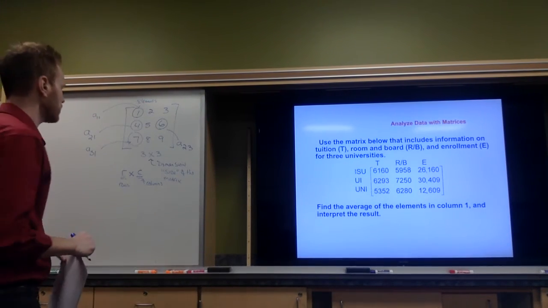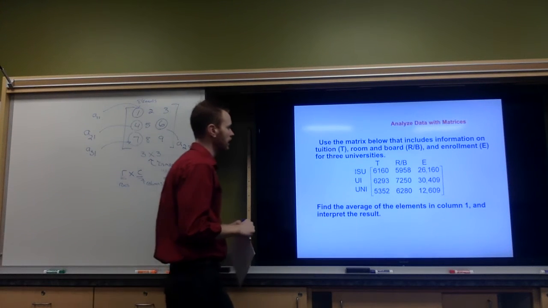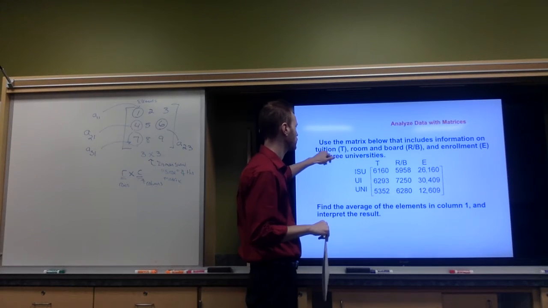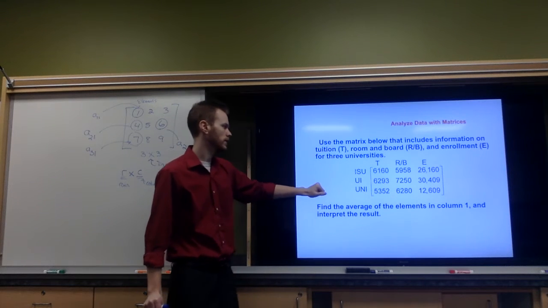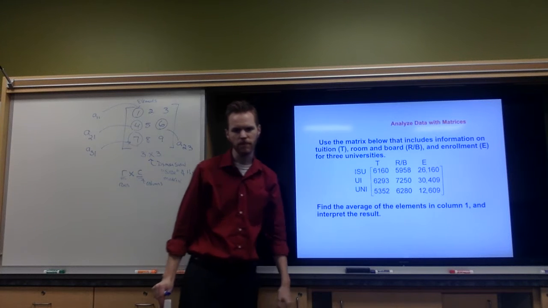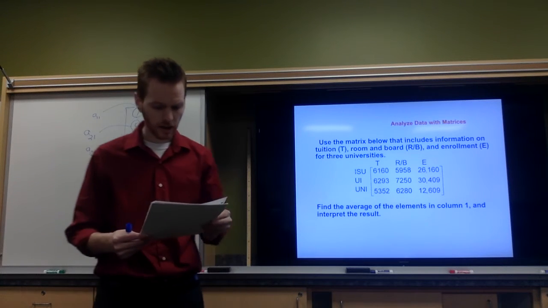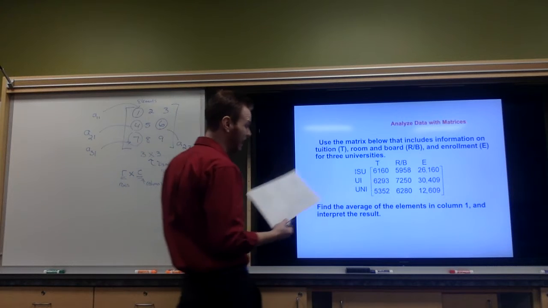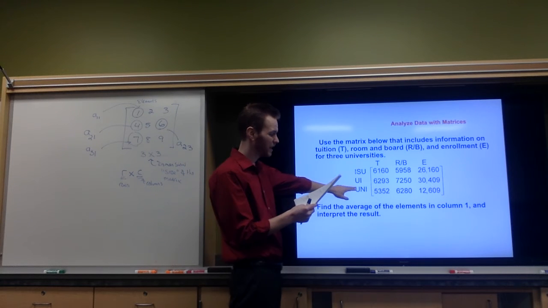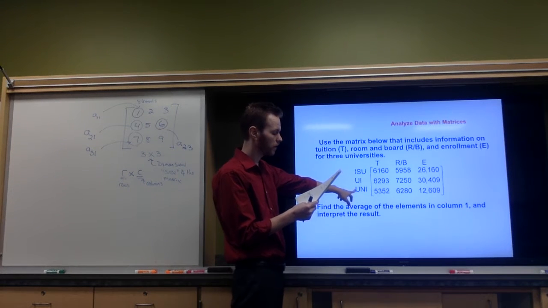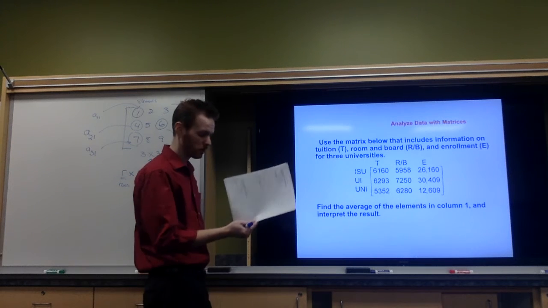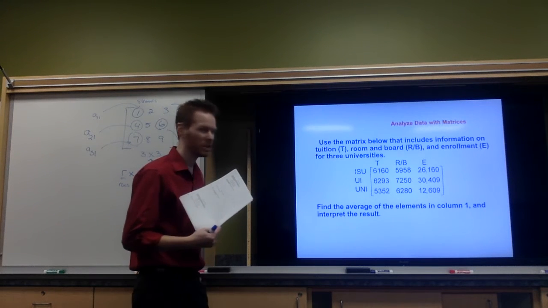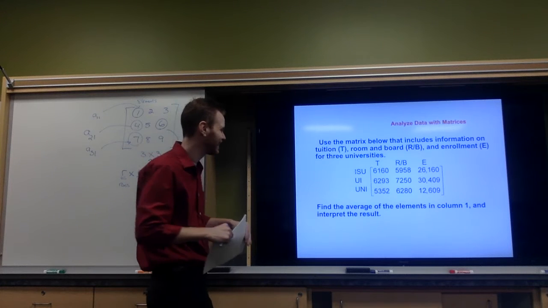Let's say I have this matrix. And let's say that this is the information of tuition, room and board, and enrollment for 3 different universities, ISU, UI, and UNI. Okay? And I wrote this down because I knew this was going to happen. UNI is University of Northern Iowa. ISU is Illinois University, and UI is University of Iowa. Okay, I looked it up. I'm still going to probably get people on the internet saying, no, it's actually this. I apologize, okay?